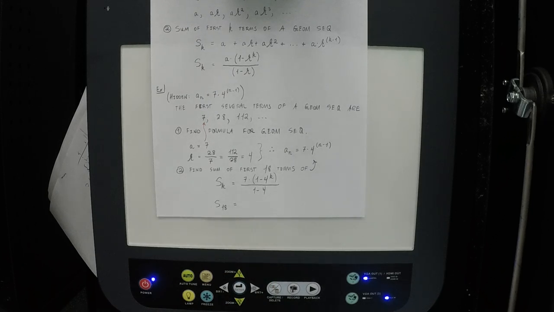that's a job for, sorry? Yeah, some big number. 7 times 1 minus 4 to exponent 18.